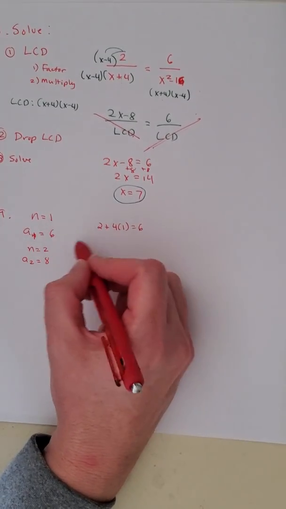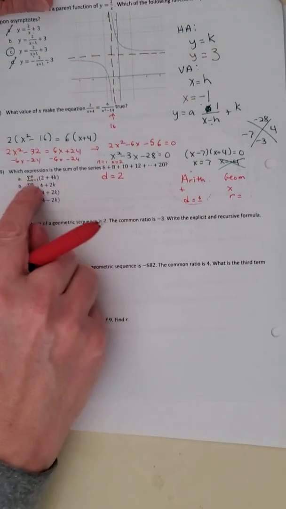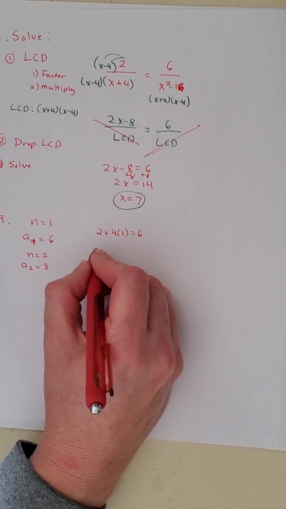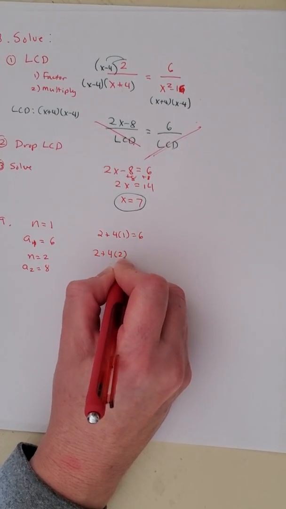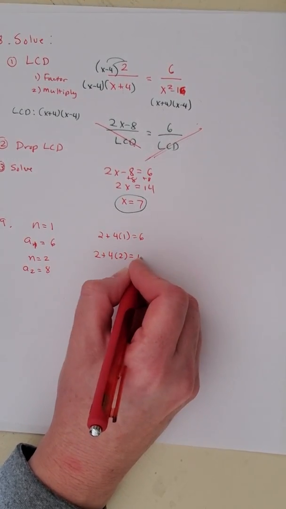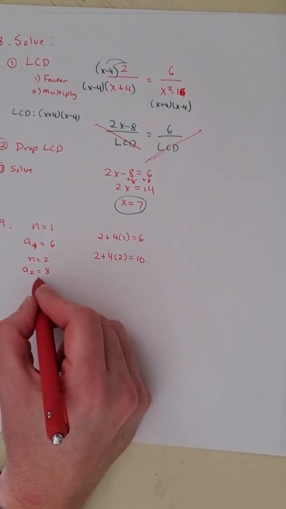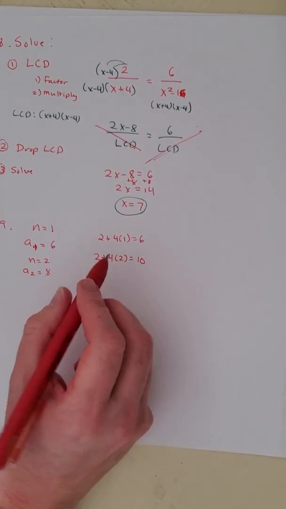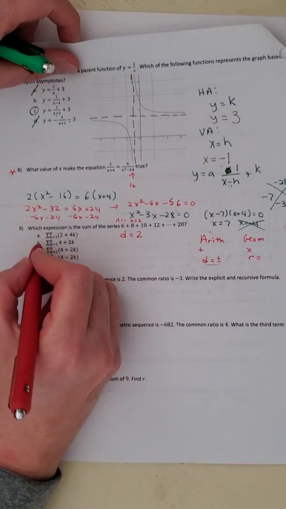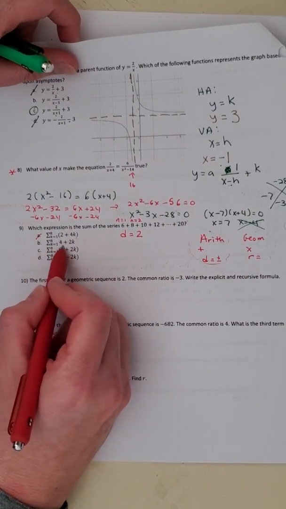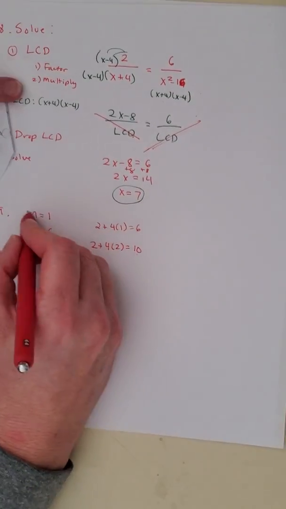If I plug 2 into the first function, 2 plus 4k, that's 8 plus 2, which is 10. No, it's not true, right? I should have gotten 8. So it's not A. You can do the same thing with B. I'll do it again. So now this is not true.